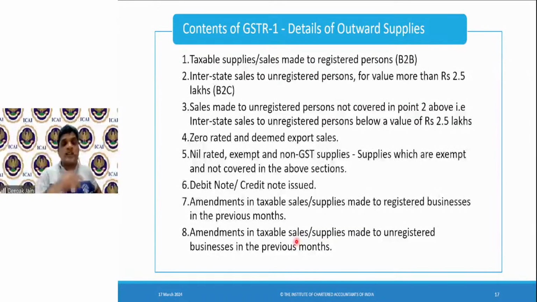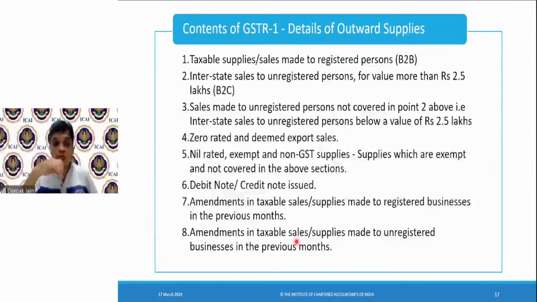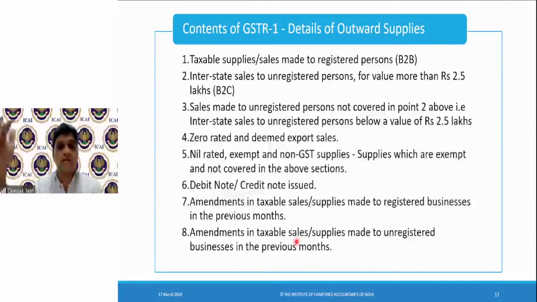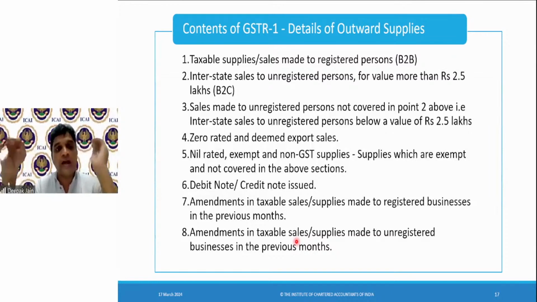Then taxable supplies: sales made to B2B, interstate sales to unregistered persons for value more than 2.5 lakhs. Then sales made to unregistered persons not covered under point 2, that is interstate sales to unregistered persons below value of 2.5 lakhs. So supplies made to B2B, any value you have to report. Supplies made to B2C, unregistered person, if you are making an interstate supply and the value of that invoice is more than 2.5 lakhs, then you will report separately. And to unregistered persons for whom the value is less than 2.5 lakhs, that you will report separately.